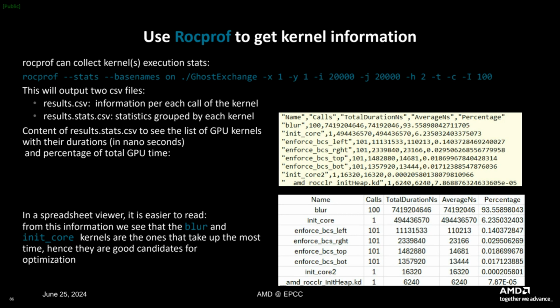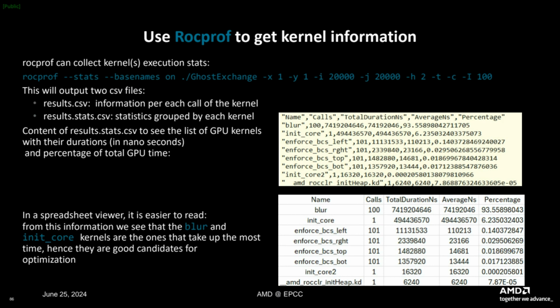And one cool thing about ROCprof is that it lets you obtain information from each kernel about how long it takes for them to run, and also the percentage that each kernel takes up of your computation. So you see that running that command on our Ghost Exchange example, we can see that the blur kernel, which is the one that actually modifies the solution by averaging it, is the one that takes up the most of our computation.